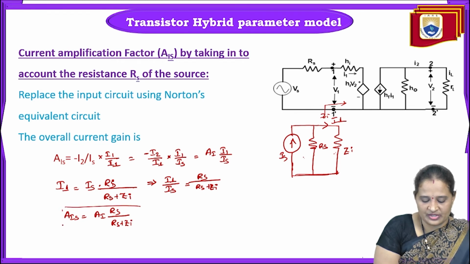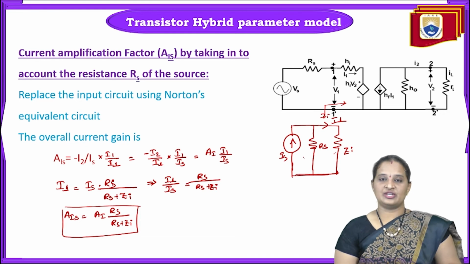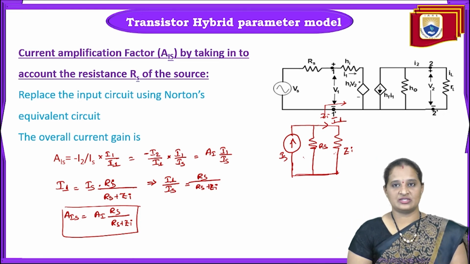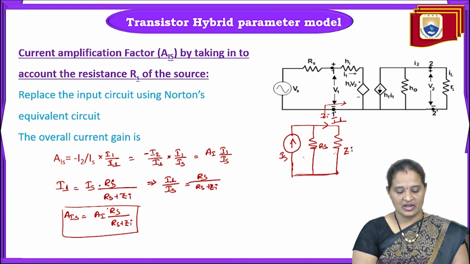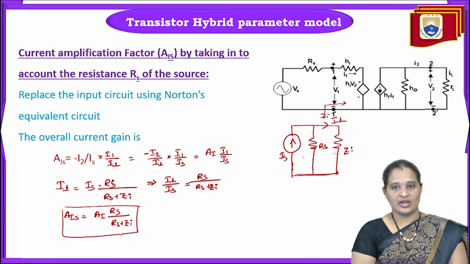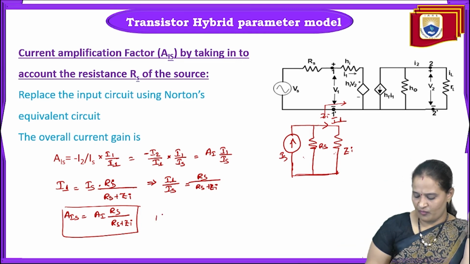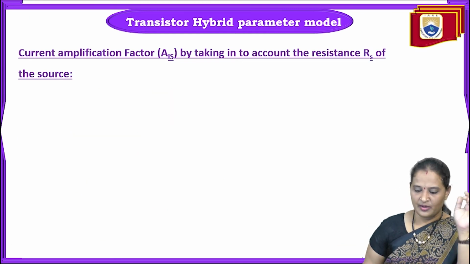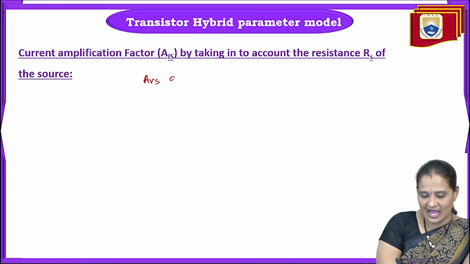So this is the equation for overall current gain. That is, by taking the source resistance into effect, the overall current gain formula is given by AI into Rs by Rs plus Zi. Now we want to have a relation between AVS and AIS.